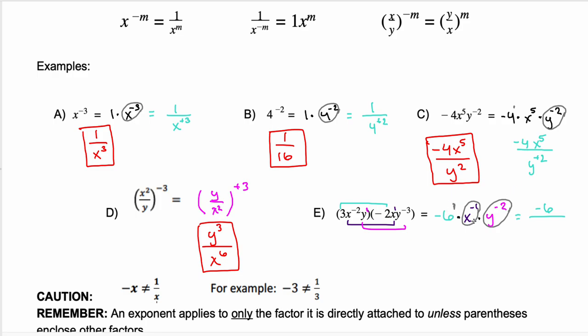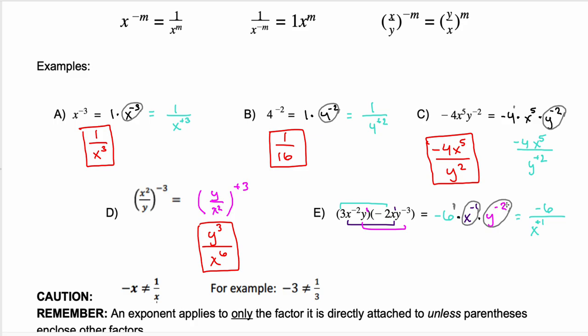The next one we have is x to the negative 1. That was circled. That means we have to move it. It was in the numerator. Now it goes to the denominator. The base always stays the same, but the exponent changes its sign, so it turns into a positive 1.